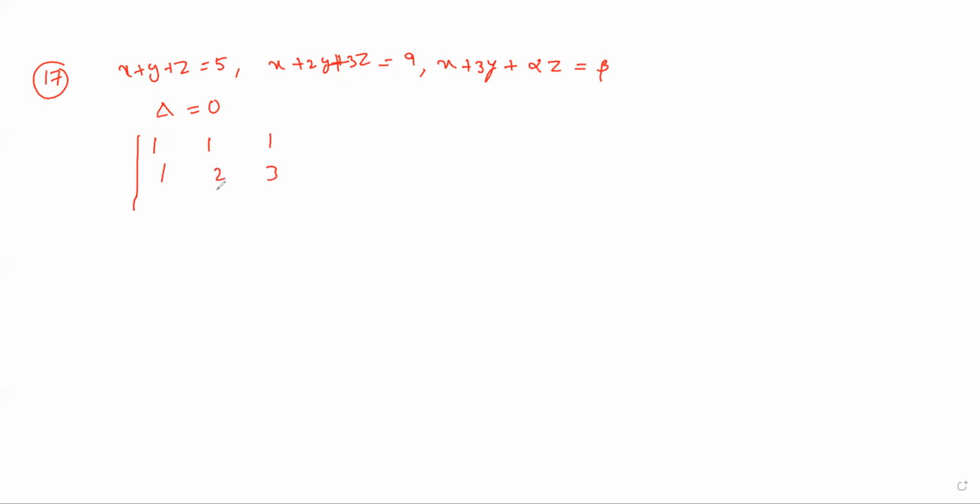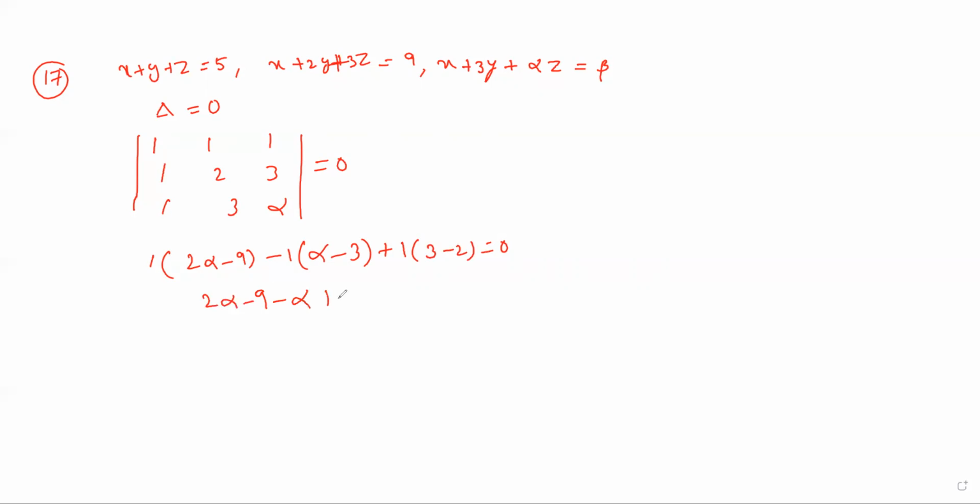Next, here 1, 2, 3, here 1, 3, alpha. Expand this: 1 into 2 alpha minus 9, minus 1 into, expanding along row 1 only, deleting this row and column, 1 into alpha minus 3, last element 3 minus 2, equal to 0. 2 alpha minus 9 minus alpha plus 3 plus 1 equal to 0. 2 alpha minus alpha, 3 plus 1 is 4, minus 9 plus 4 is minus 5. Now the alpha value we got is 5 clearly.